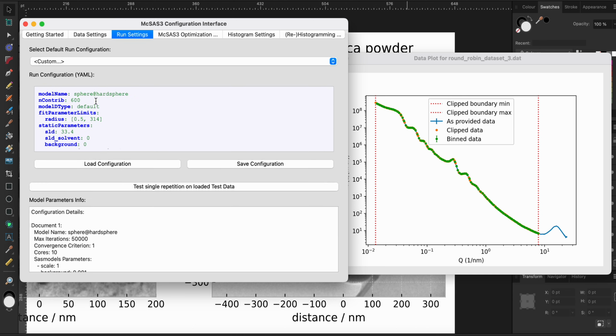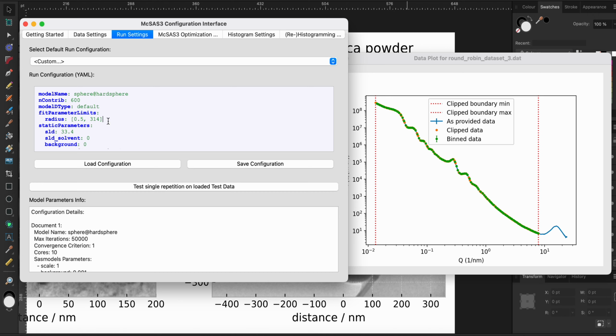So the model that we have for this has been modified a bit because it's kind of hard to fit this. You can try it if you want. So what I've used here is a sphere with a hard sphere structure factor because we have a massive structure factor over there. I've increased the number of contributions. It's not absolutely necessary. You can keep it at the default 300 if you want. It will just take a little bit longer to optimize.